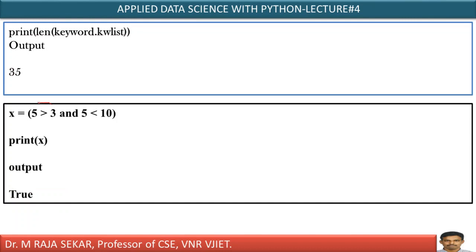What is this? 5 greater than 3, 5 less than 10. These are relational operators. You might have seen them in C language class. Anyway, in future classes I will discuss relational operators. 5 greater than 3 is true, and 5 less than 10 is also true. True and true: logical and. If both are true, the result is true. Print x. X holds the true value. Therefore, in the output you are getting true. This is one keyword. And is a keyword.